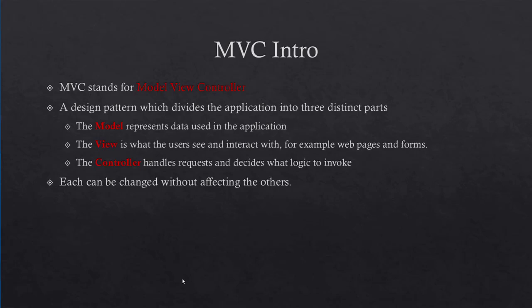The model represents data used in the application, the view is what users see and interact with, for example web pages and forms, and the controller handles requests and decides what logic to invoke. Each part can be changed without affecting the others.